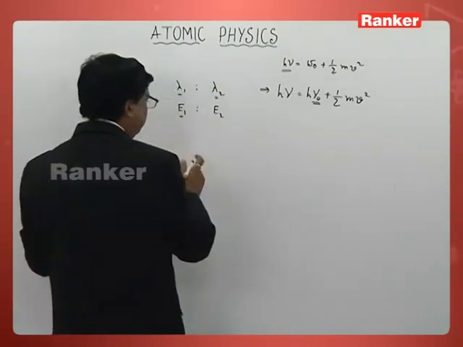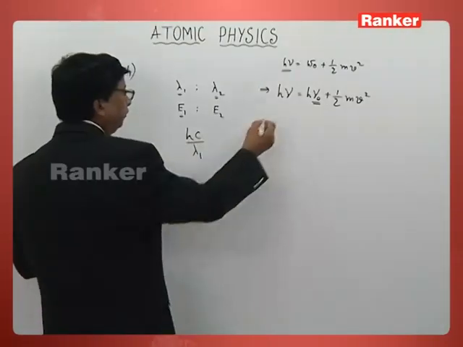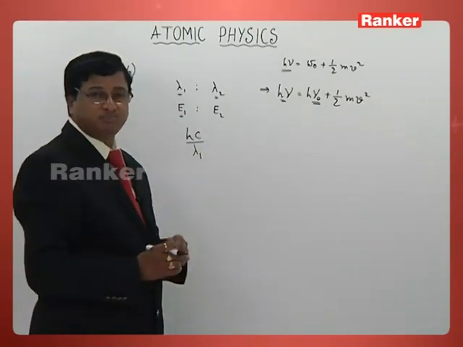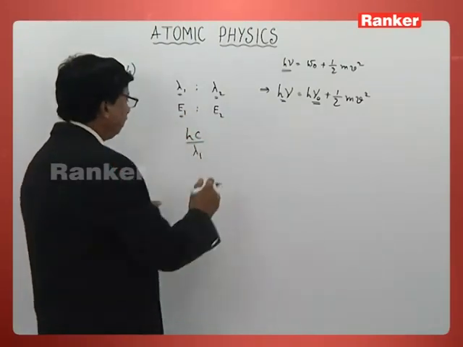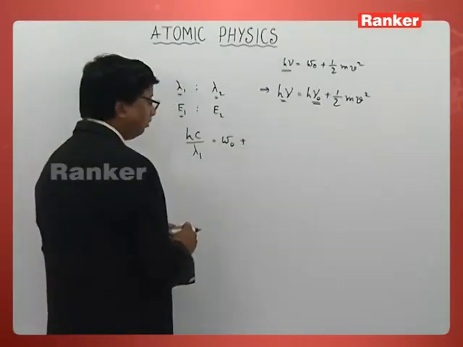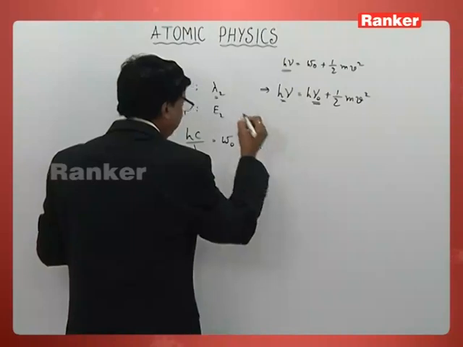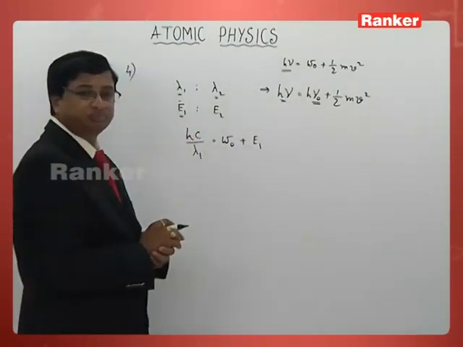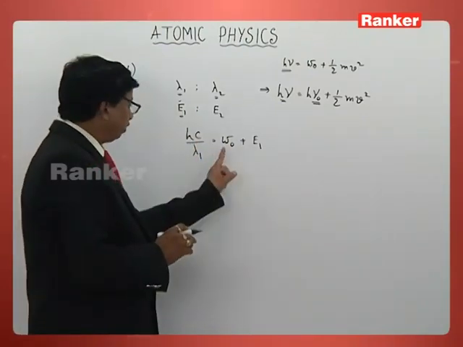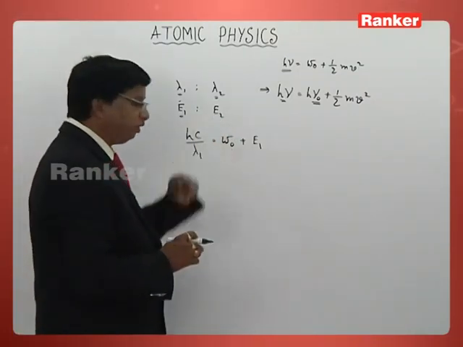The very first equation I am writing, hc by lambda 1. All of you can understand h nu can now be written as hc by lambda. So hc by lambda 1 must be equal to the work function of the material, that is W naught, plus half mv square for that corresponding electron, given in the problem as E1. So hc by lambda 1 is equal to work function plus the kinetic energy of the emitted photoelectron. That is the first equation.